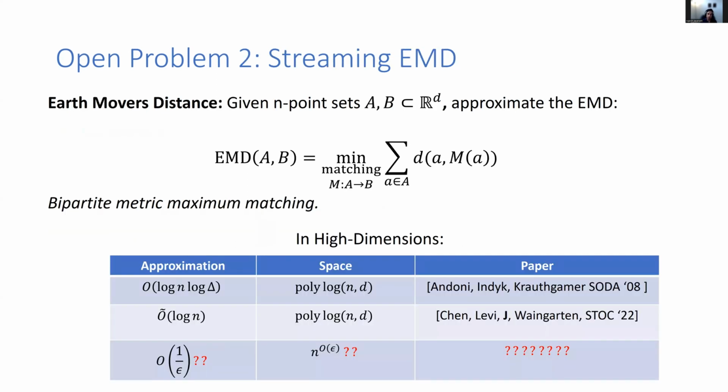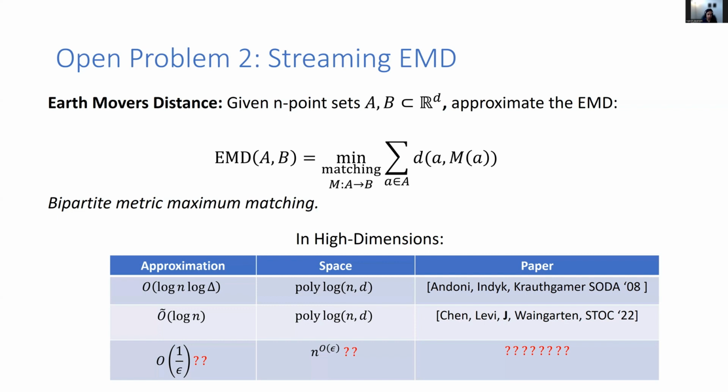Lastly, I want to talk about one of those problems that I mentioned on the last slide, and that's the Earth mover distance problem. If you haven't heard of it, it's a classic problem. Instead of giving one set of points in d-dimensional space, I'm going to give you two sets of points, A and B. And my goal is to approximate the Earth mover distance between these two sets. What is that? Well, that's the minimum over all possible perfect matchings from the points in A to the points in B. And then for that matching, the cost is the sum over all the A points of the distance between A and the point it was matched to in B. So this is a bipartite metric minimum matching problem.